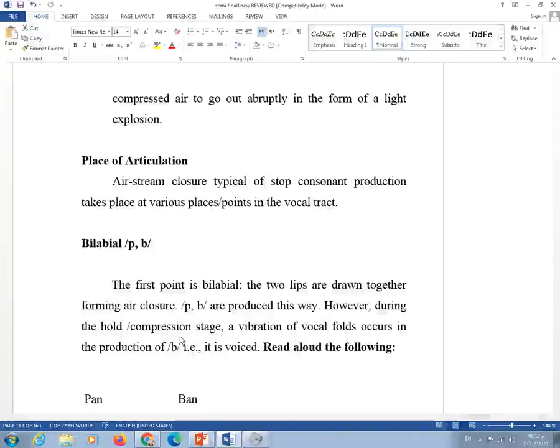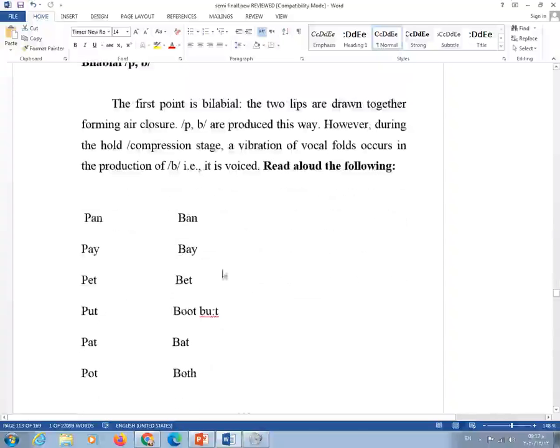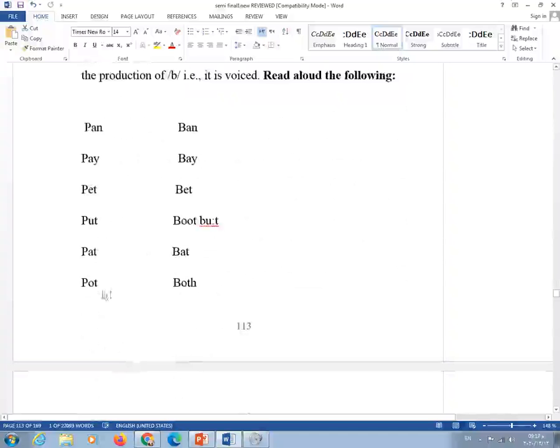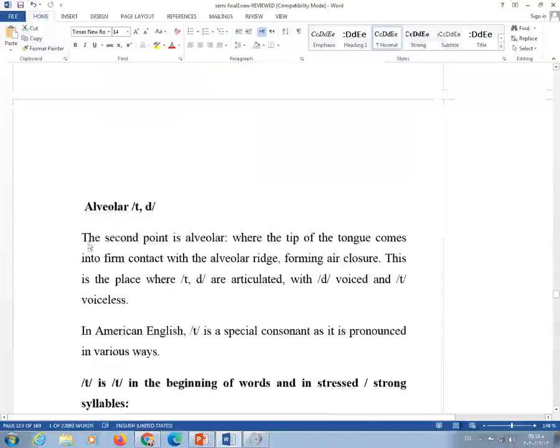And look at this, and we have some examples. Pan, dan, pay, bay, pat, bat, put, boot, pat, bat, pot, pose. Okay. And then the second place is, and here we have another couple بقى اللي هو ch and j.